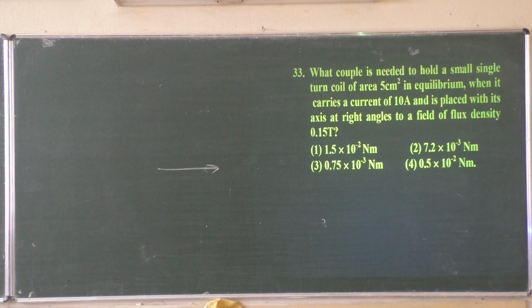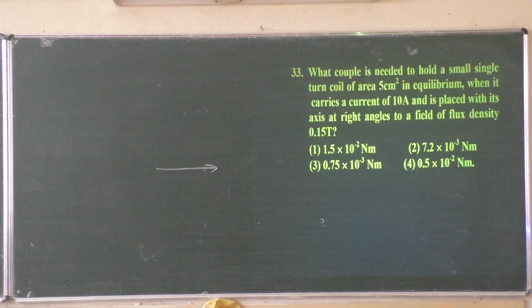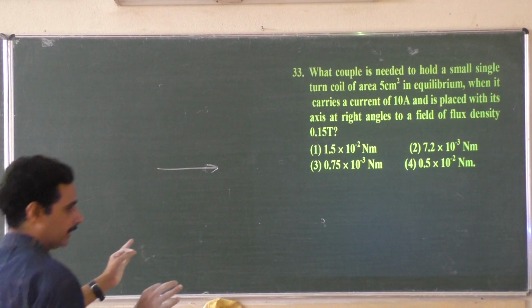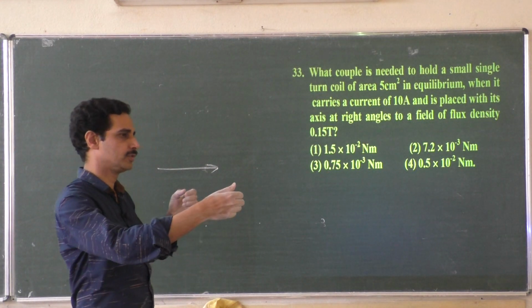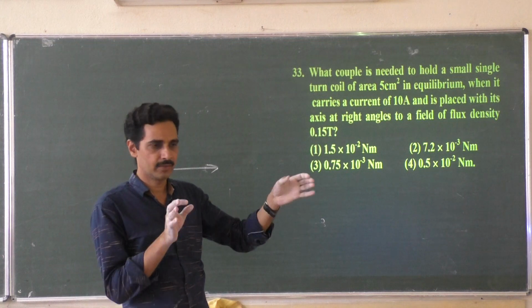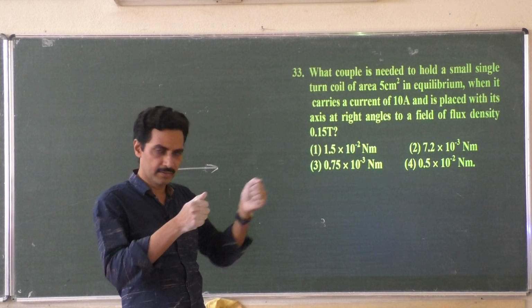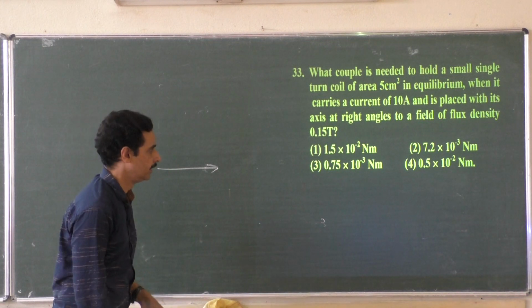Namaste, welcome to the 33rd problem. What couple is needed to hold a small single turn coil of area 5 centimeters square in equilibrium? That means you have to hold it in equilibrium. What do you mean by equilibrium? The net couple must be zero. The couple produced due to the magnetic field and the reverse couple that you are applying should balance each other. So it should be in equilibrium.